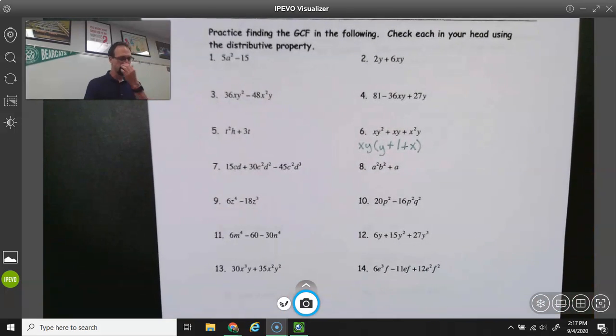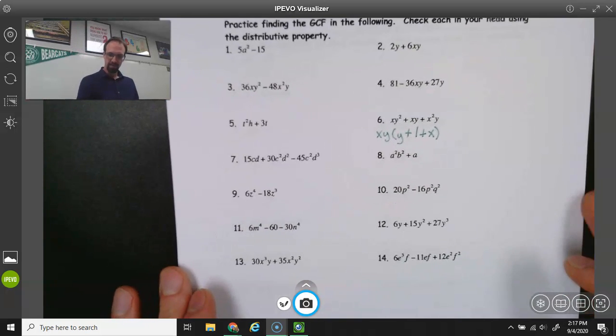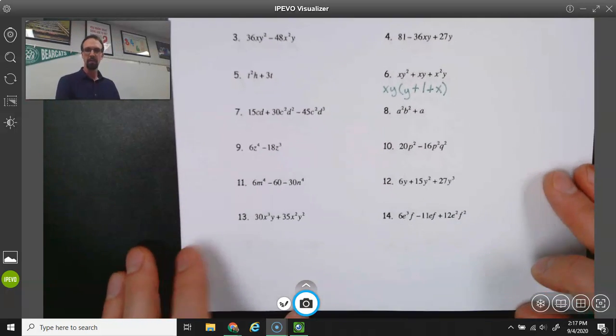It says check in your head using the distributive property. You could actually multiply this out off to the side. What I would recommend doing is grabbing some other utensil color to use, factor it out, and see if you factored it correctly. When you multiply this out, when you distribute it out, you should end up back where you started. It's a wonderful way to check to make sure that you actually found the GCF correctly. That's number 6. I'm going to do number 11 with you, so down here below.